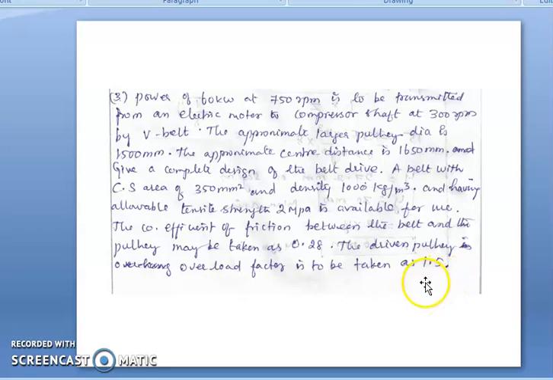Here, from the question, we can understand that the allowable tensile strength and the coefficient of friction are given in this problem. So, based on this given data, we can understand that this problem is going to be solved by using the fundamental equations, that means tension ratios and the difference in the tensions, instead of the belt rating using the data book.